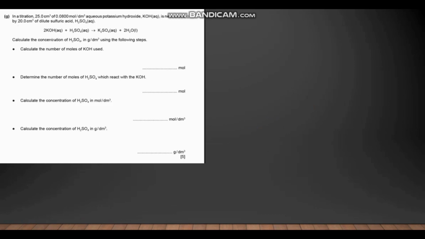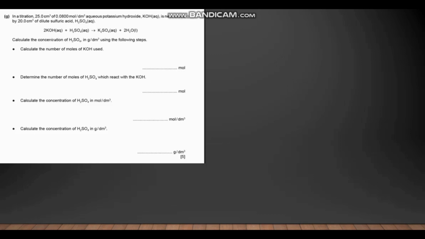The question says, in a titration, 25 centimeter cube of 0.0800 moles per decimeter cube aqueous potassium hydroxide is neutralized by 20 centimeter cube of dilute sulfuric acid. And then the equation is given, which provides the reaction between KOH and H2SO4. The question is asking to calculate the concentration of H2SO4 in grams per decimeter cube using the following steps.